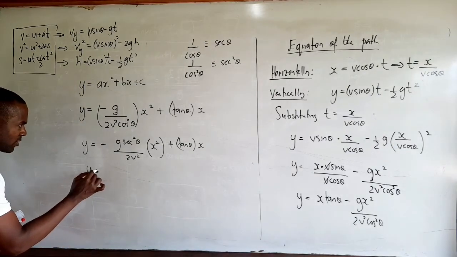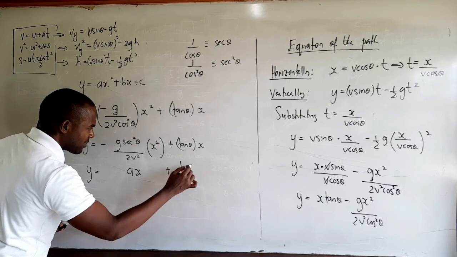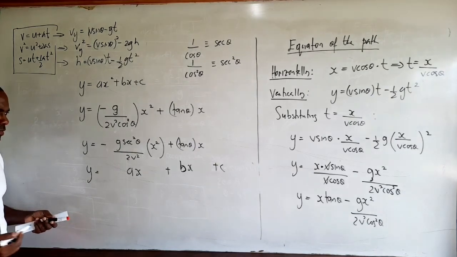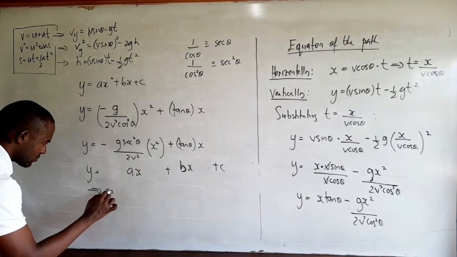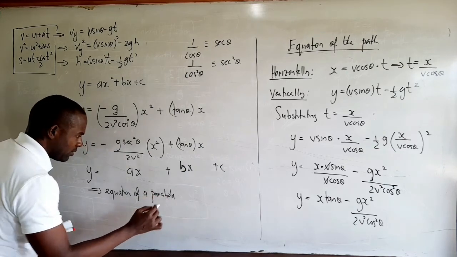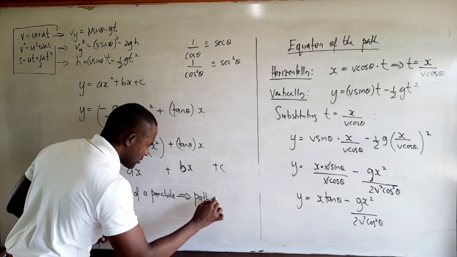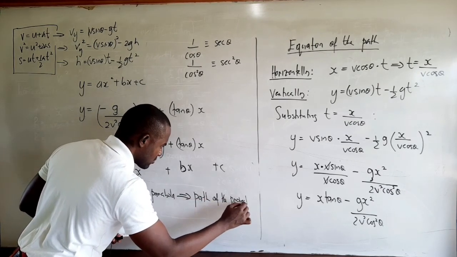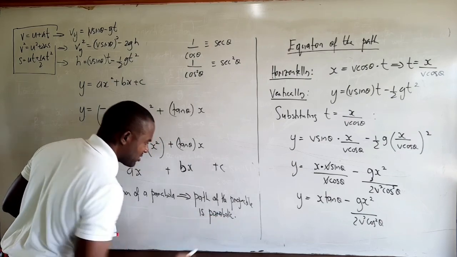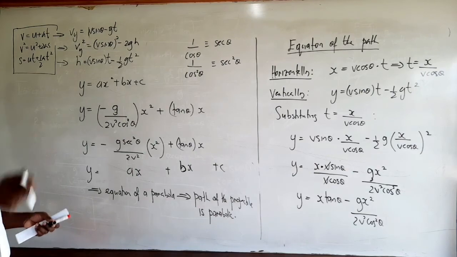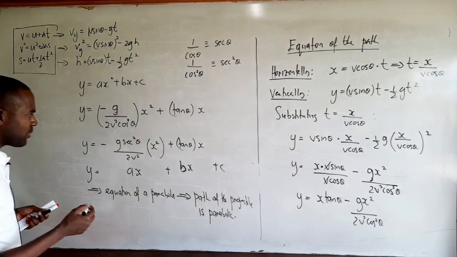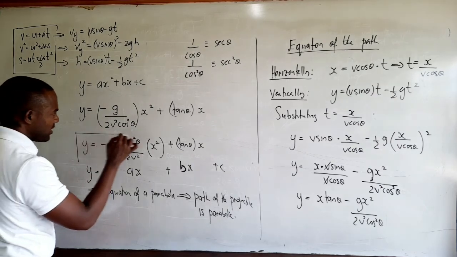So therefore, if we compare this to y is equal to ax squared plus bx plus c, we see that this is the equation of a parabola. And therefore we say that the path of the projectile is parabolic. But of course, we would have been able to tell this before, based on the actual path. We should be able to look at the path and tell that it's parabolic, but we derived an equation which actually shows that it is parabolic. Either version is accepted as the equation of the path.